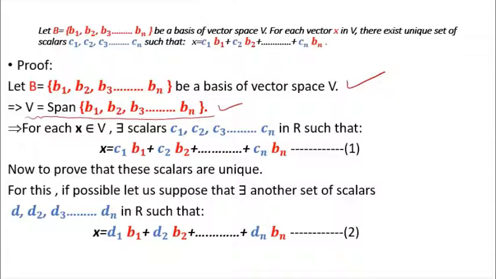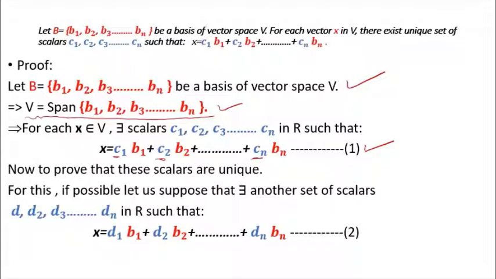What do you mean by V is spanned by this? For each x belonging to V, there exist scalars c1, c2, c3 and so on cn in R such that x is equal to the linear combination c1 b1 plus c2 b2 plus and so on plus cn bn. Let me give it as equation 1. Now what do we have to prove? This we already know from the basis property. We have to prove that these scalars, c1, c2 and so on cn, are unique.